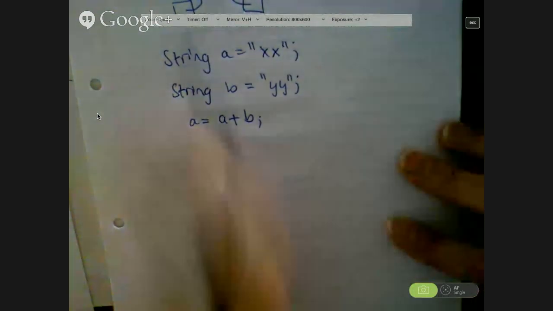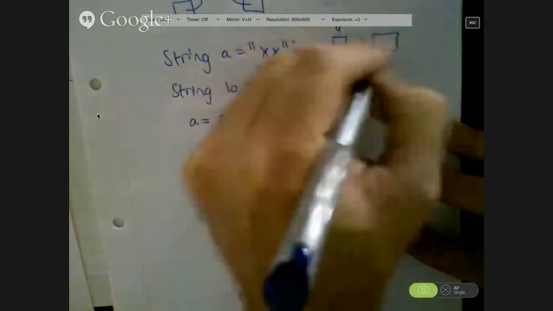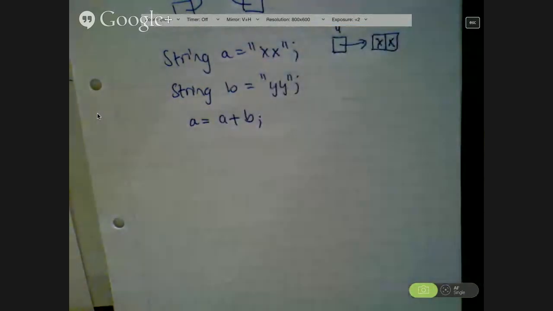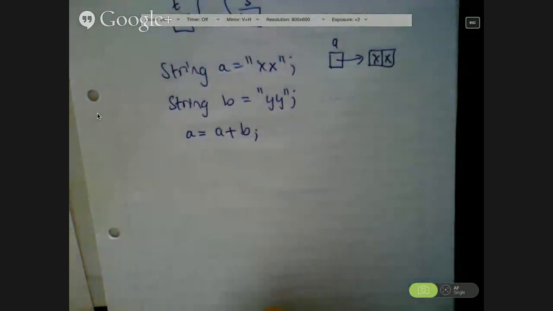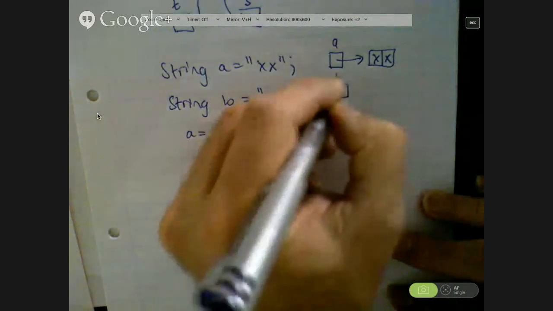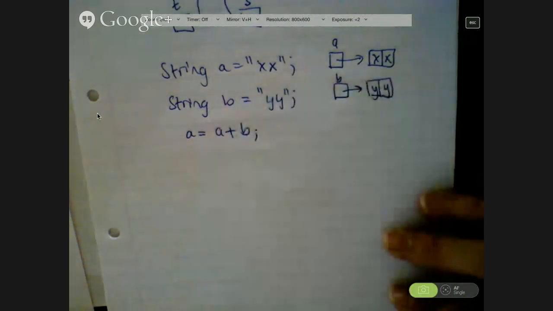So after this declaration, A is pointing somewhere to what we represent as a little array, but it's not really. So after that declaration, A will be pointing there. I have a variable A that points there. And after this declaration, I'll have a B variable that points to YY.